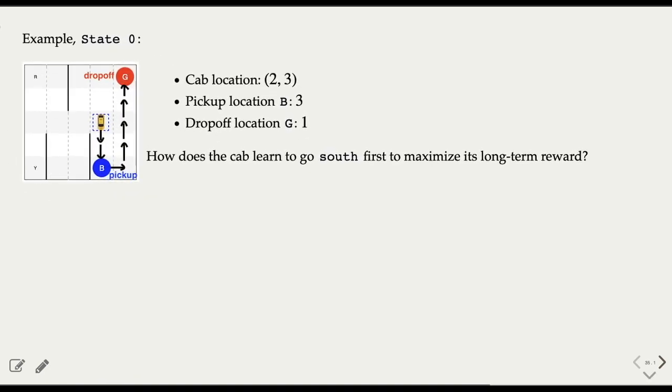So what happened? How did the agent actually learn? Let's look at a specific task here to make sense of the Q learning. So in this example here, in this particular state, the cab is right here at this particular location with the pickup location of a passenger at B and the drop-off location at G. So the optimal move here is that the cab has to move south to reach B and select the pickup action and then turn around back to G to drop off the passenger there. So how does the cab learn to go south first? This is the very first step that leads to the success of the delivery. So how does it learn to go south first to maximize its long-term reward?